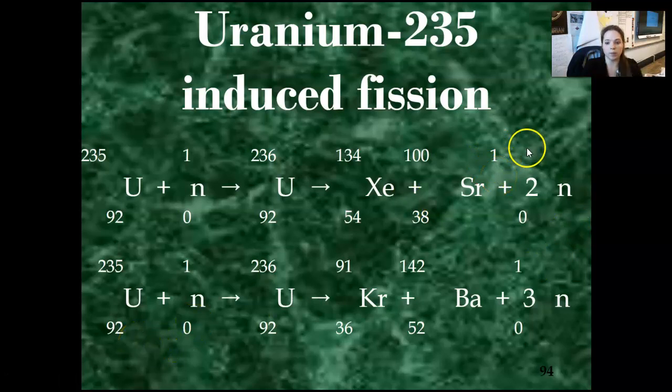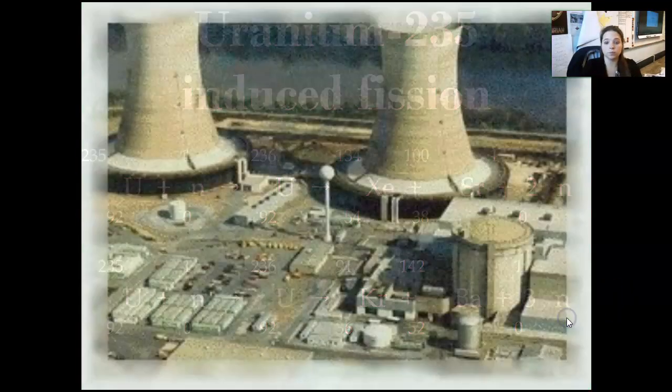Here's the other way it could happen. This is why I said 2 to 3. There's 2, there's 3. So another way that it could split is this way, where again, it's bombarded with a neutron, and it increases, and then it splits into krypton and barium with 3 neutrons left over.